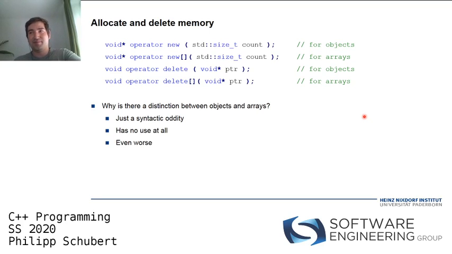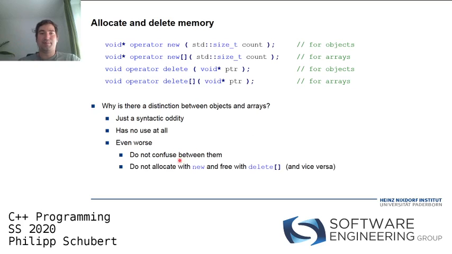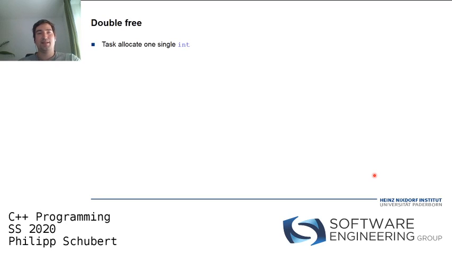But anyhow, to make matters worse, please do not confuse the array new and array delete with ordinary new and ordinary delete. Please do not allocate with the operator new and then free with the array delete, or the other way around, vice versa. If you do so, again, you have undefined behavior, which you probably do not wish to have in your program.